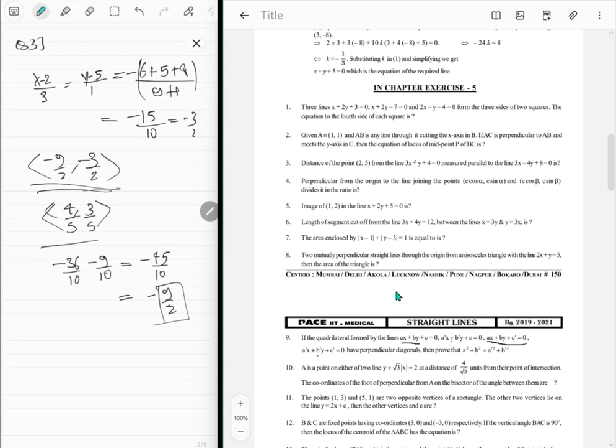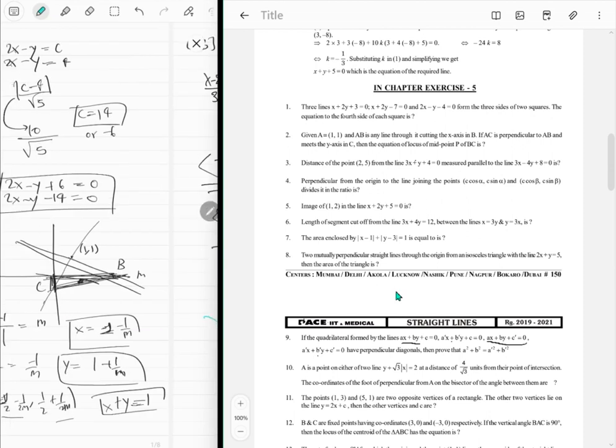Not sure. The calculations also look correct. What could possibly be going wrong? I don't know. Okay, I'm just going to give it a pass and move on. Question number 2.